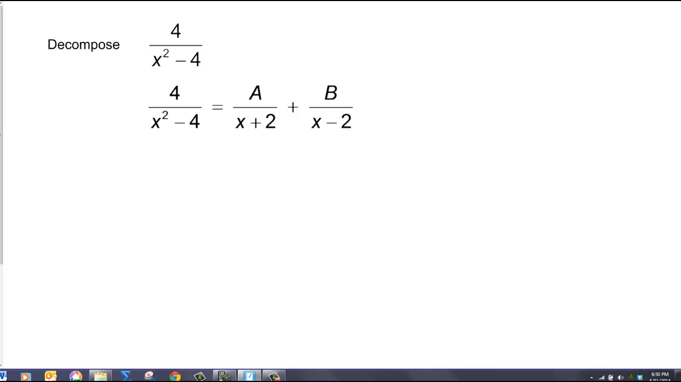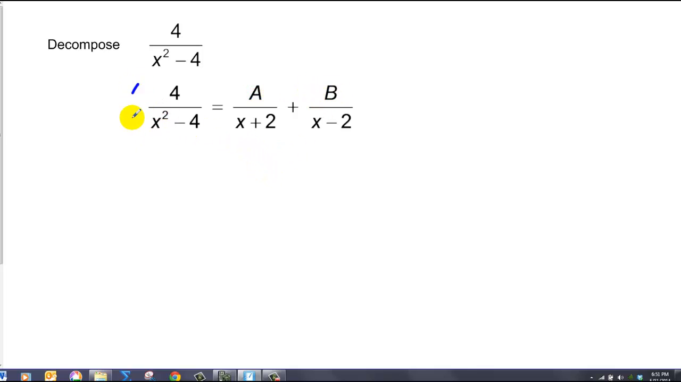So in this next problem, we'll just practice one more time. We have 4 over x squared minus 4, and we want to decompose that. So once again, I'll factor the x squared minus 4, and we get x plus 2 and x minus 2. Those are our linear factors, if you will. So therefore, if I have two linear factors as my denominator, then my numerators must be different constant coefficients.